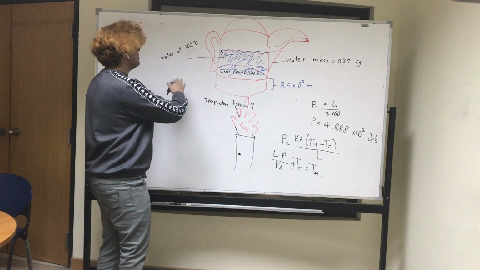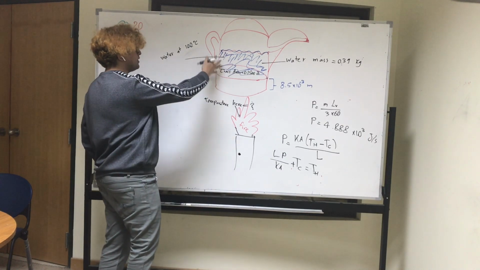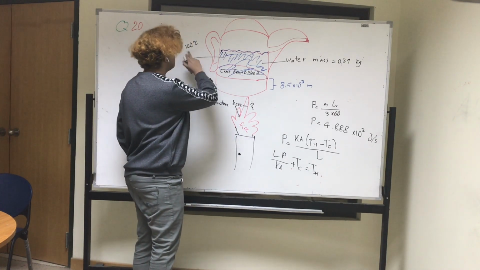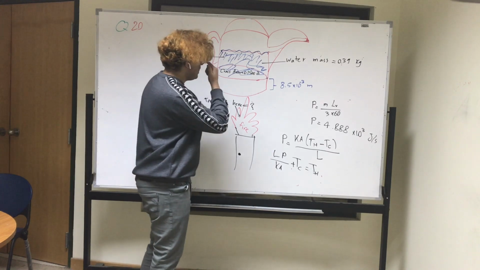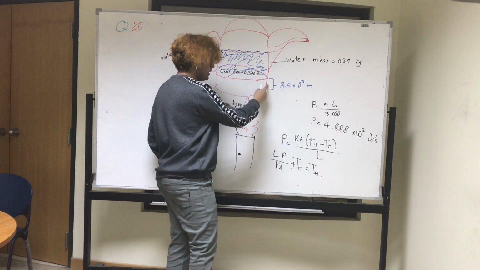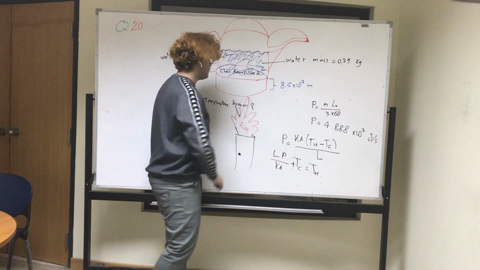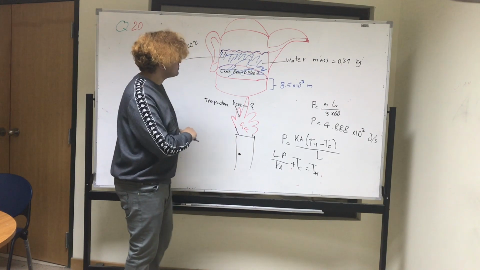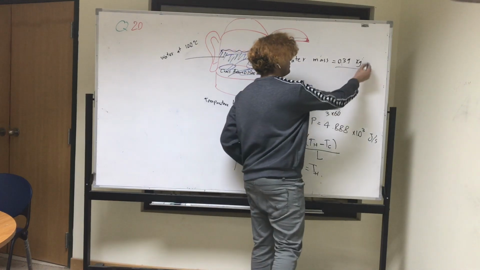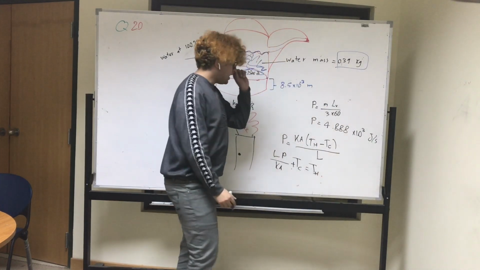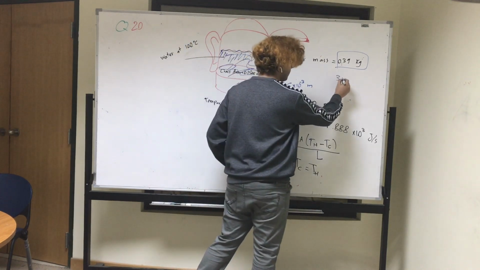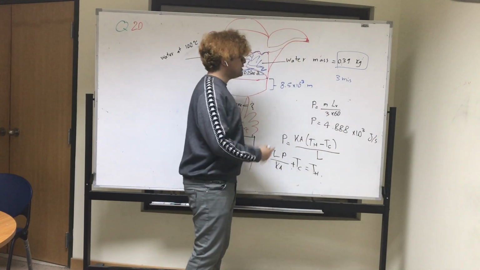So we're given some information about the tea and the pot. It says in the question that the temperature of the water is 100 degrees Celsius, and we know the cross-sectional area of the pot, and we know the thickness of the base of the pot, and we know that this amount of water, which is 0.39 kilograms, evaporates each 3 minutes. So what does this mean?